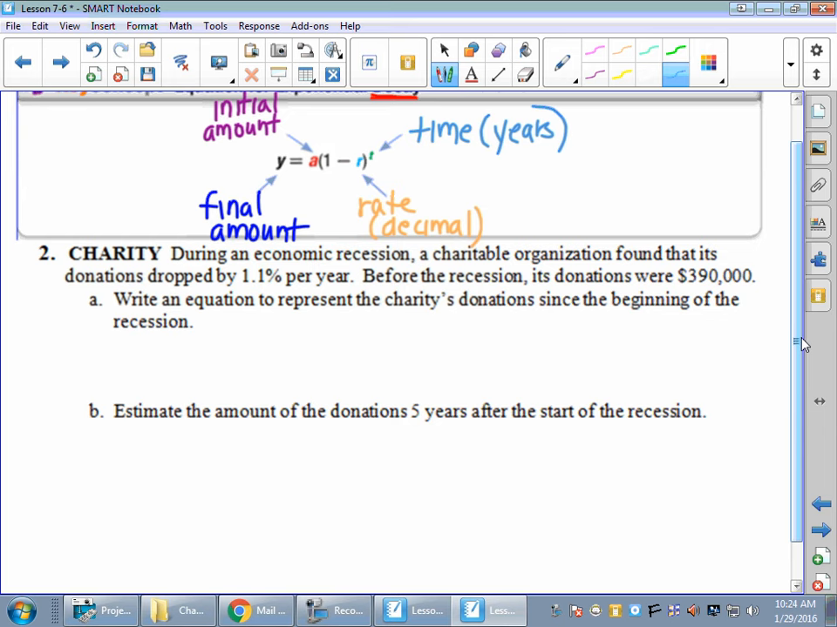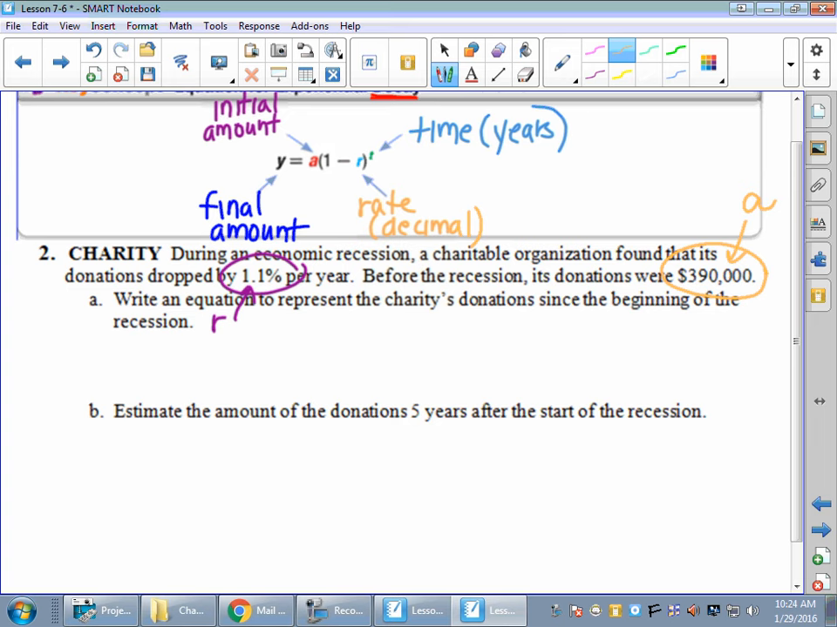The first one wants us to write the equation. The second one wants us to put a value in. So 1.1% per year, what's that going in for? R, right? How about 390,000? It says before the recession. That's what we started with. So that's going to be our A.